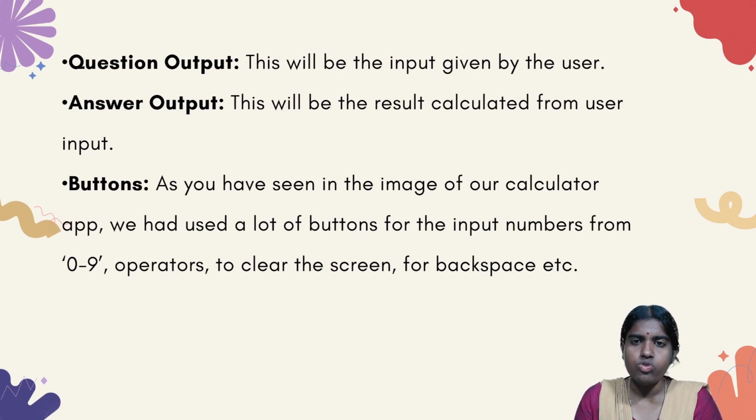Clear with this? Step by step I'm just illustrating how, using this React JavaScript, I'm developing a calculator. Whenever a user is going to query something, what do you mean by the question output? This will be the input given by the user, and based on the input given by the user, I will be getting the corresponding answer. This will be the result calculated from the user input.